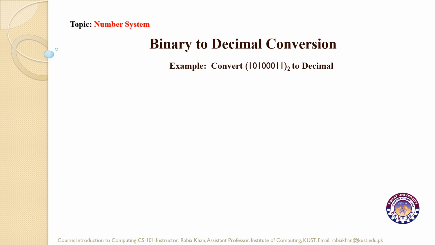Let's do another example. Here you can see we have another binary number, 101000011, and we need to convert it into a decimal number. So again we repeat the same procedure. This is the number starting from the very right. Number 1 is multiplied with 2 having power 0 and we move on.